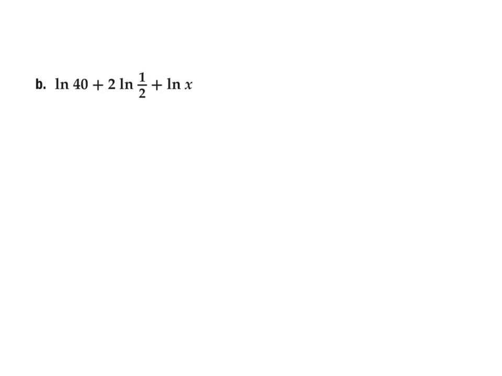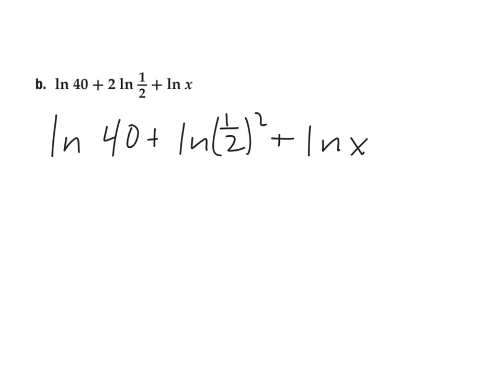So same idea here. I've got a natural log of 40. I've got two pluses, so I'm going to have to use my product property in here. But I have this 2 out in front, so that's got to get taken care of first. That's got to come inside. So the 2 moves into the 1/2 as a power. What is 1/2 to the second? 1/2 times 1/2 is 1/4.